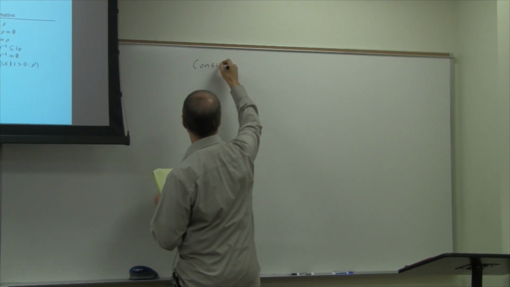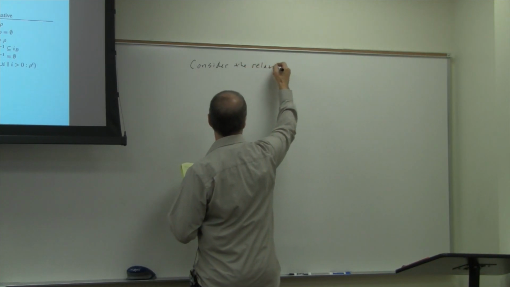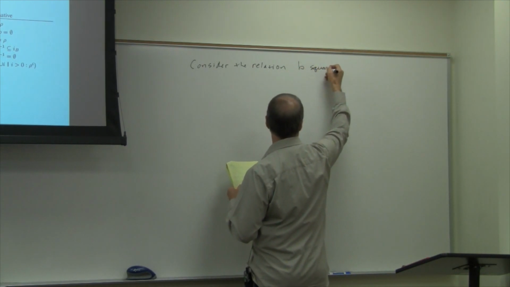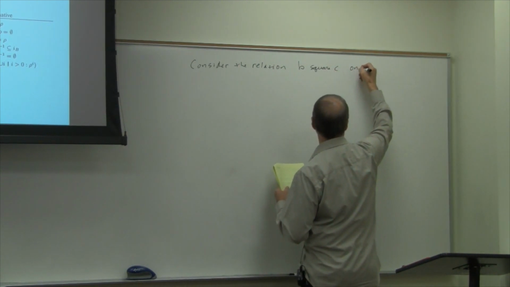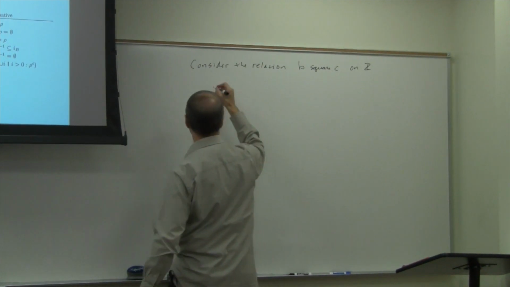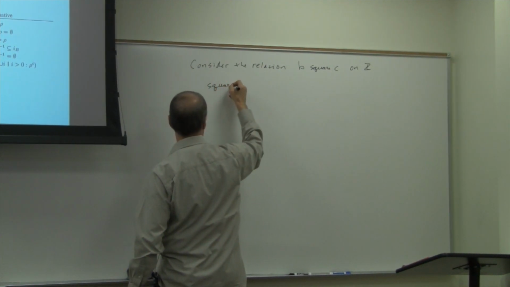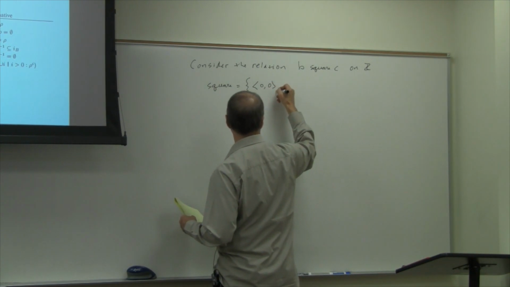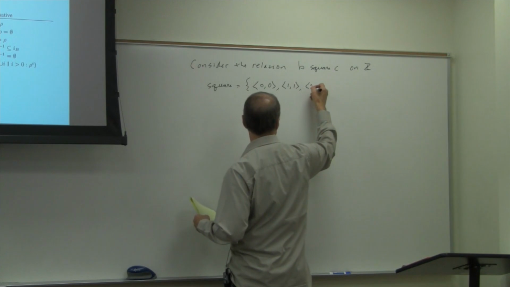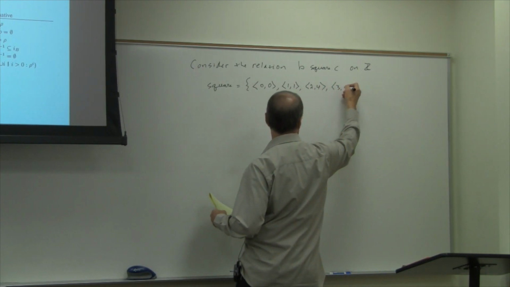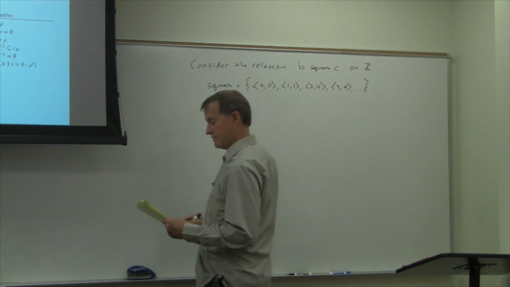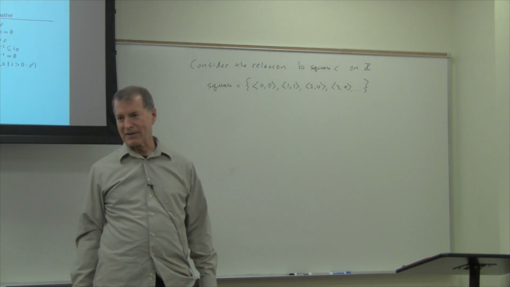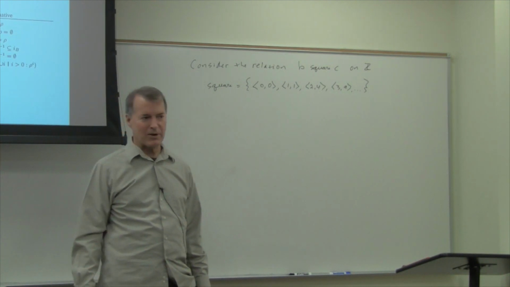So consider the relation B square C on Z. Now, what do we mean by that? What we mean by that is square is the set of ordered pairs 0, 0, 1, 1, 2, 4, 3, 9, and so on. Does everybody see what that relation is? I'm just making up a relation called square to illustrate whether it has these properties or not.